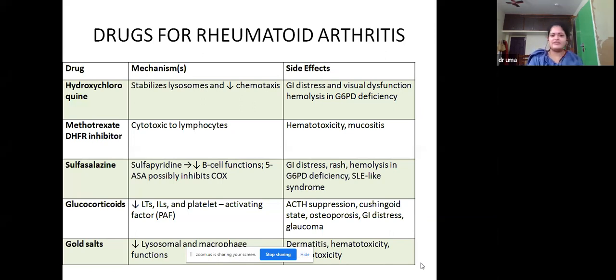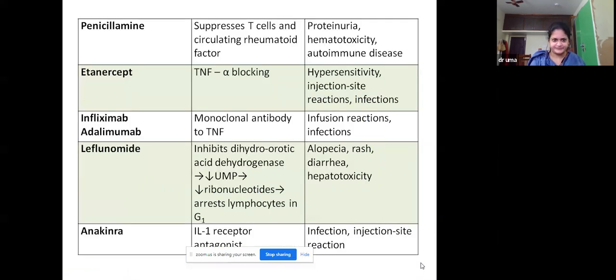Glucocorticoids are anti-inflammatory. They decrease the leukotrienes, interleukins, and platelet activating factor. The adverse effects are ACTH suppression, Cushingoid state, osteoporosis, and GI distress. They are prone for glaucoma and cataract. Gold salts and penicillamine are not used nowadays because of hematotoxicity and nephrotoxicity.